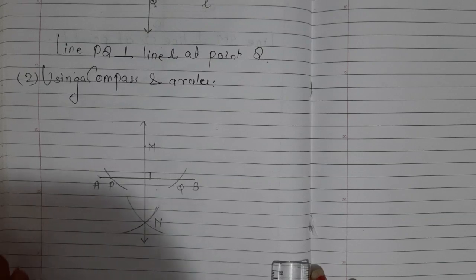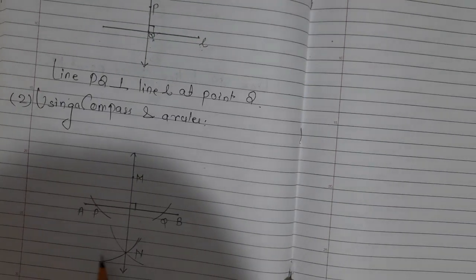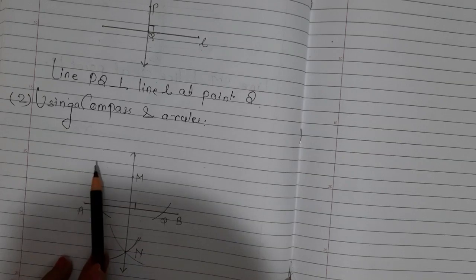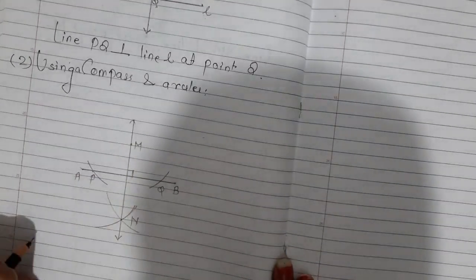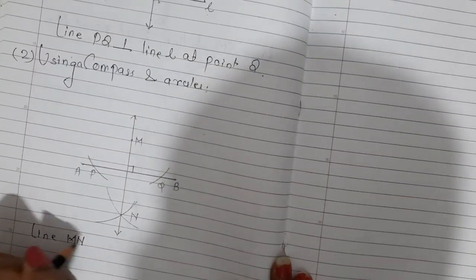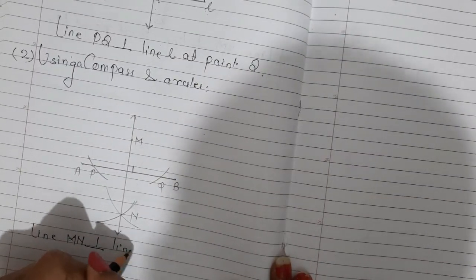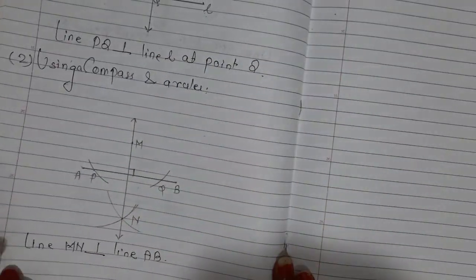Understood? So in this way you have to draw a perpendicular by taking a point outside the line using compass and ruler. So line MN is perpendicular to line AB.